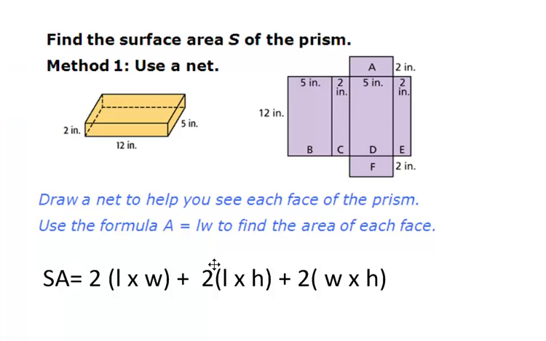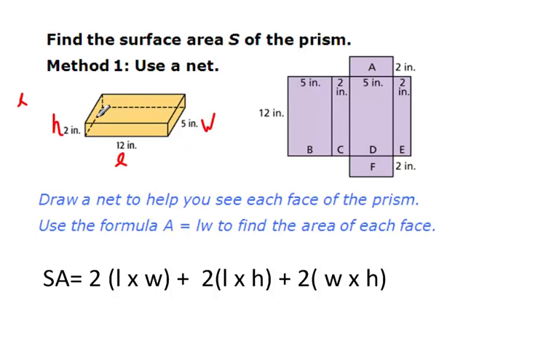Alright, let's take a look at one where it's folded up and the net for the same shape. Now if we apply this formula, we would have to take each number here and assign each number either the length or the width or the height. So let's say you want to call 12 the length, and you want to call 5 the width, and then you want to call 2 the height. That would be a good suggestion.